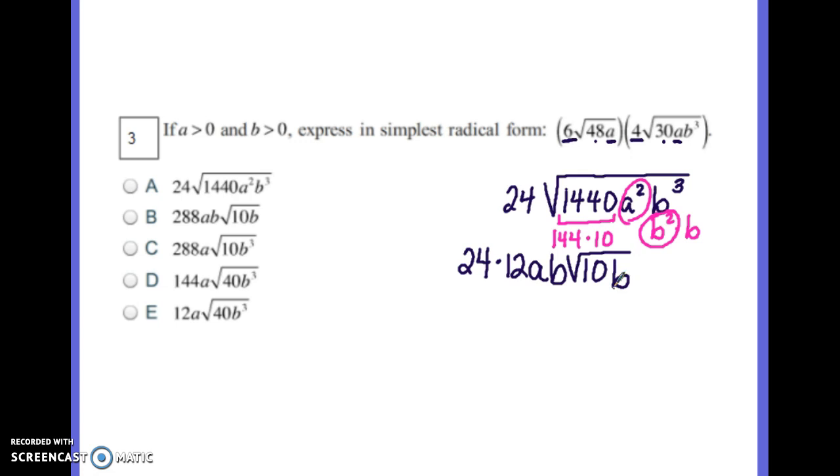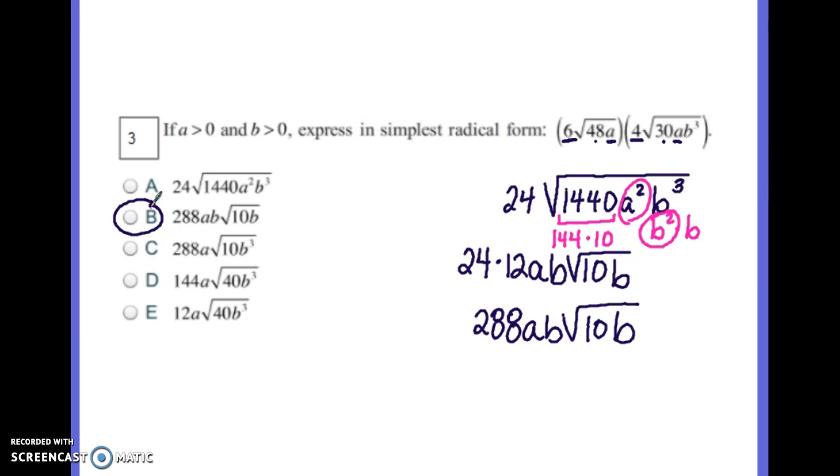And then the last thing we need to do is to multiply 24 times 12, and 24 times 12 gives us 288, ab square root of 10b. And that is answer choice B. And again, as you're looking at your answer choices, pay close attention because it would be very easy to accidentally select an incorrect answer.